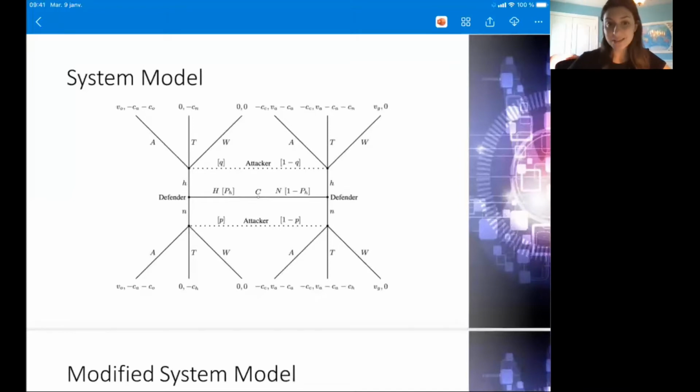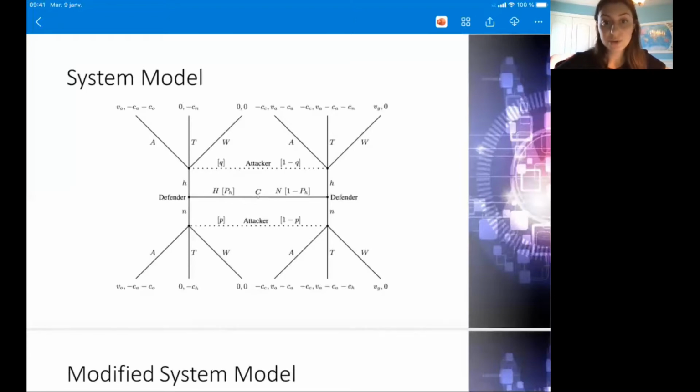If we look at the right-hand side of the figure now, the actual type of the system is normal. So if the attacker decides to attack network A, the defender has the payoff of minus CC, which is the cost associated with a compromised system, and the attacker obtains the payoff of VA minus CA, where VA is the benefit of attacking a system and minus CA is the cost of attacking the system.